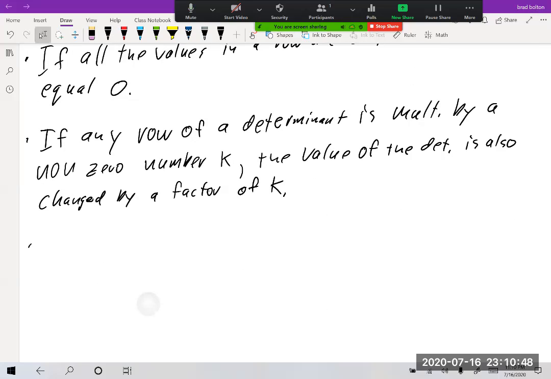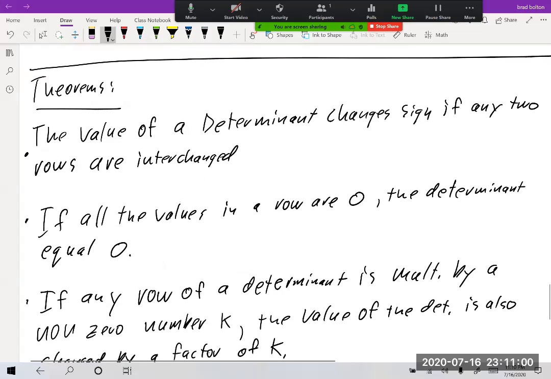Now, here's the last one. So I don't want to write all this out, but you know how there were the row operations where you could interchange any two rows? That one is this one right here. The value of the determinant changes sign if any two rows are interchanged. So what that says is that it just changes the sign of the determinant.